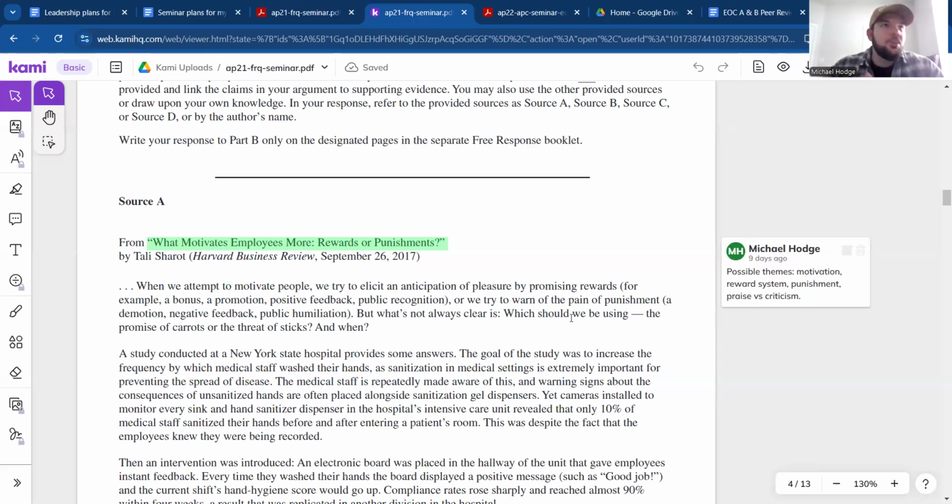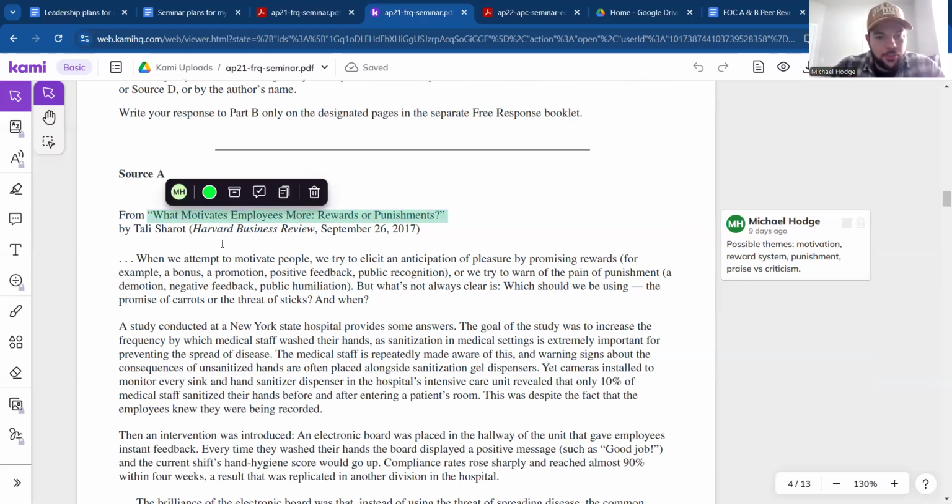So sometimes the title could give us information, sometimes it can't. First thing I do is I look through all the titles, right? So this one right here, what motivates employees more, rewards or punishments, that immediately gives me potential themes, and that's exactly what I would start writing down or typing out for this particular document, right?